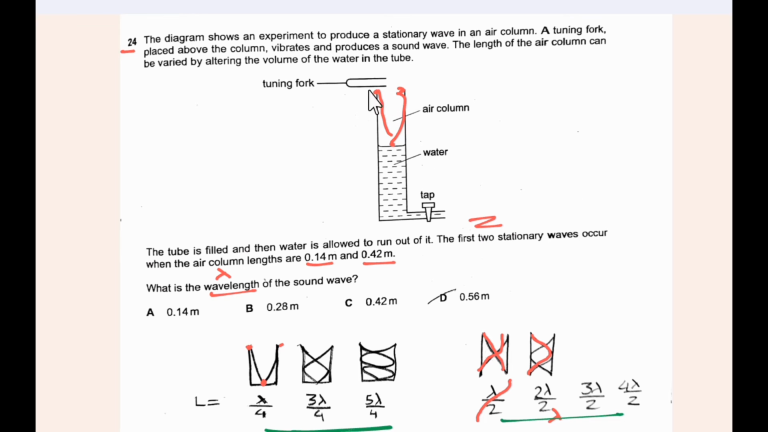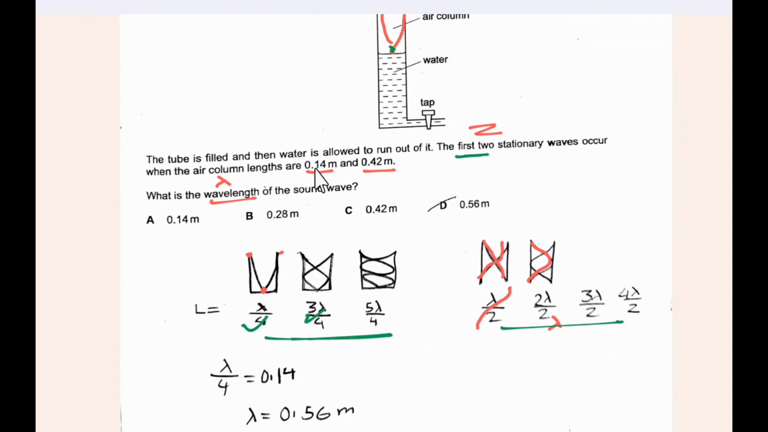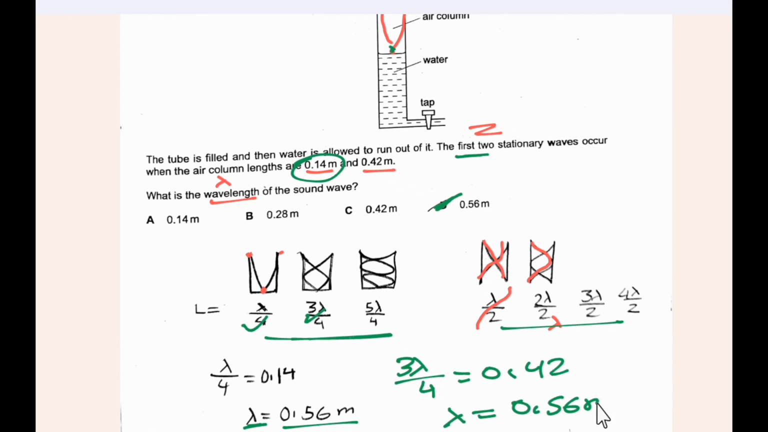Then since it is an open end and a closed end, for the first and the second waves, that is this and this, we have been given the values 0.14 and 0.42. So for the first, that is 0.14, if we equate this, then lambda comes to be 0.56, that is D. Also if we use the second, that is 3 lambda by 4 is equal to 0.42, we would get the same value of lambda, that is 0.56 meter. So the answer should be D.